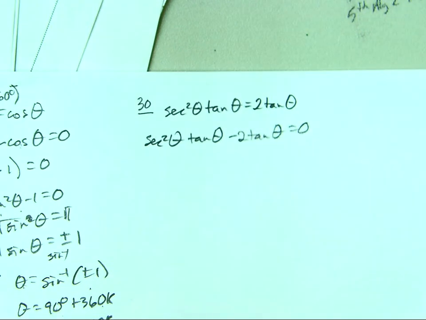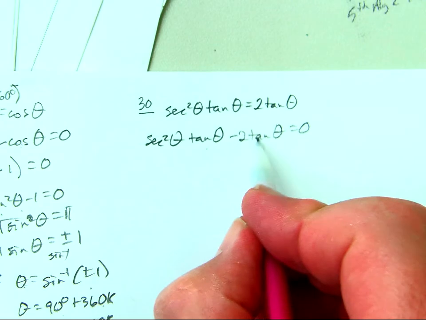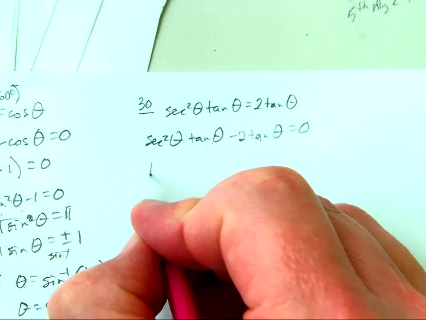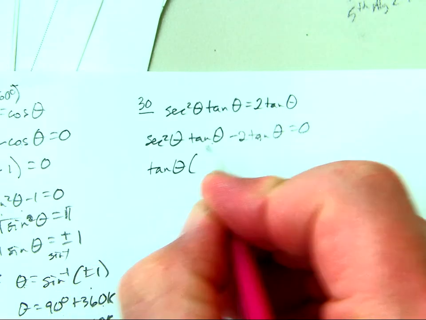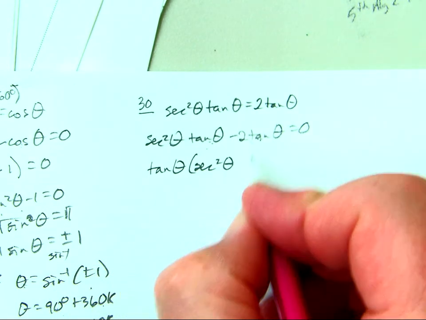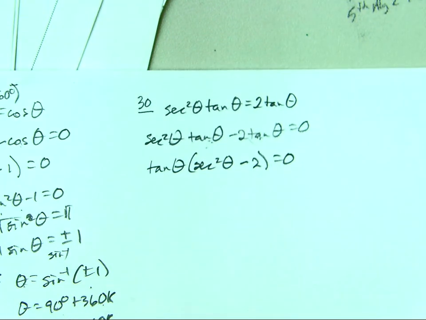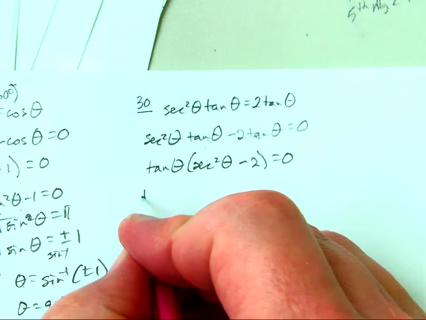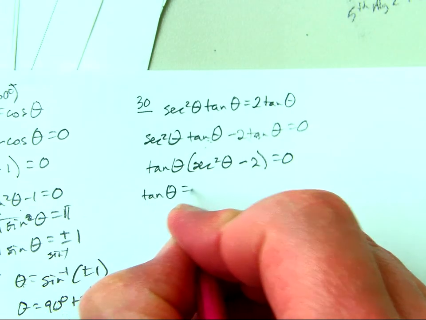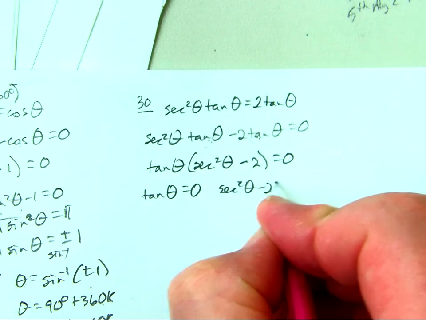Remember, with more than one trig function, we want to get it equal to 0. Now we want to factor it. Well, these have a tangent in common. Let's factor out a tangent. If we divide this by tangent, we get secant squared. If we divide this by tangent, we just get a negative 2. So we have it factored. Then we set each of the factors equal to 0. So set tangent of theta equals 0, and secant squared theta minus 2 equals 0.